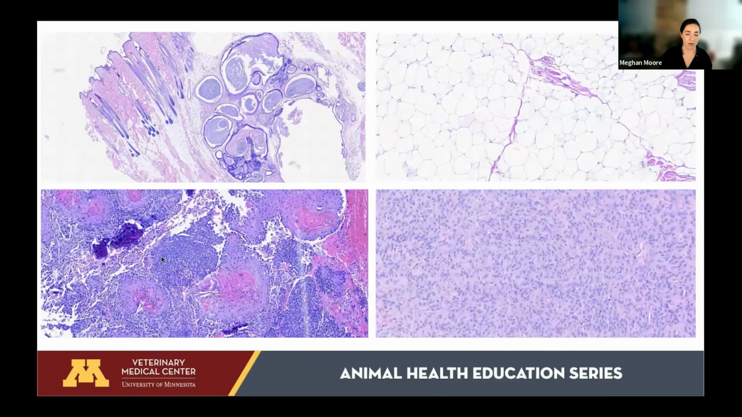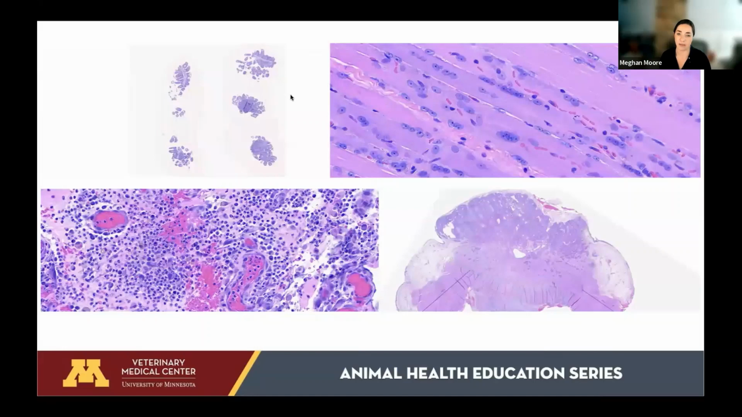The one down lower left is a more malignant tumor that was, I believe, in the oral cavity or the mouth of a cat, and it is a squamous cell carcinoma. And then over at the bottom right, we have an example of a soft tissue sarcoma, which is another common cancer that we diagnose, particularly in dogs.